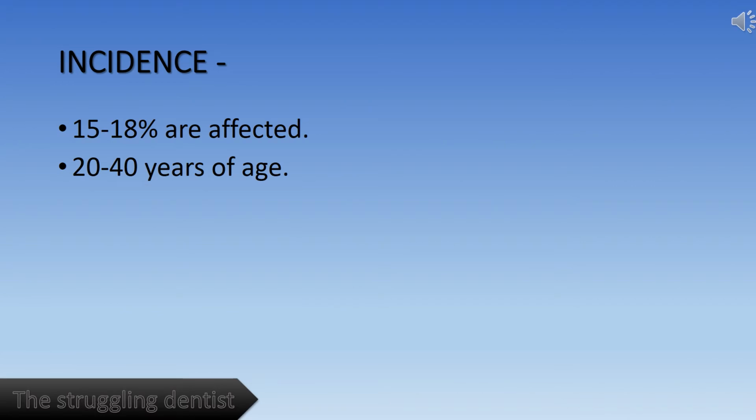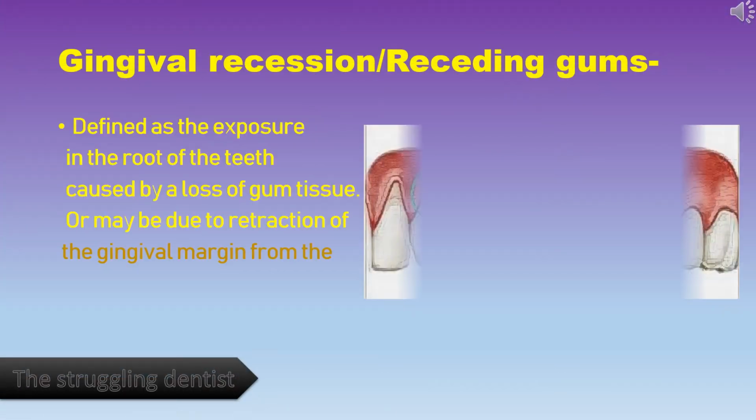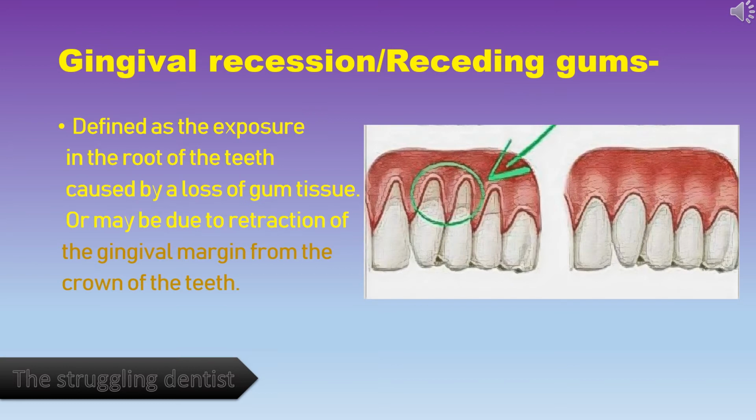Now coming to incidence and distribution. 15 to 18% of the general population is affected by dentin hypersensitivity. Dentin hypersensitivity mostly affects people between 20 and 40 years of age. Here is an important point. Gingival recession is the main cause of dentin hypersensitivity.